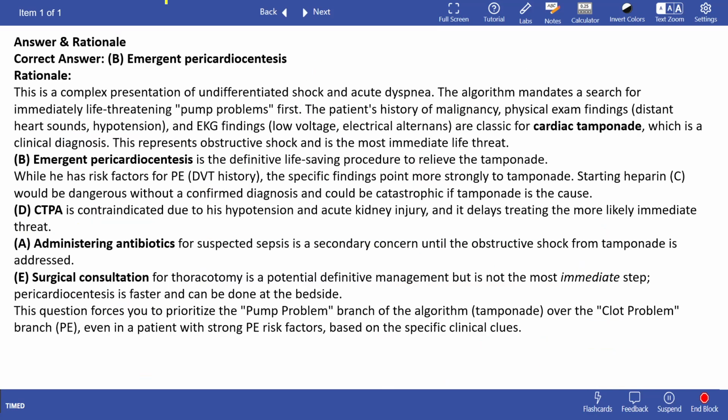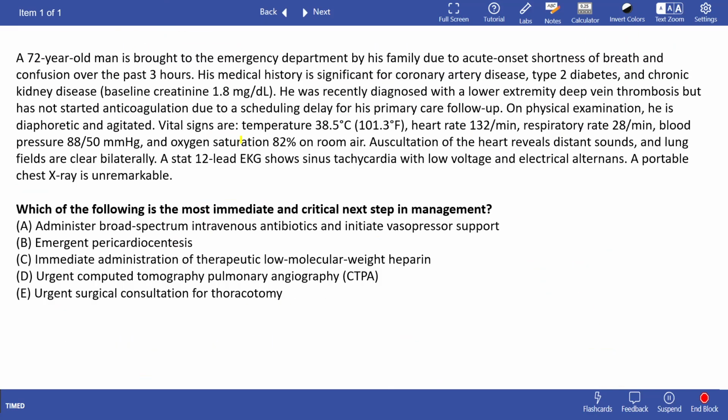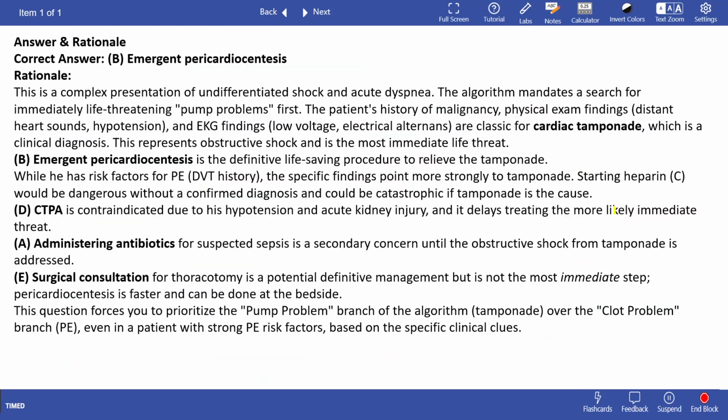So the answer to our question in the first slide, you can pause it and read it again if you want. The answer to this question would be emergent pericardiocentesis because it is a pump problem.